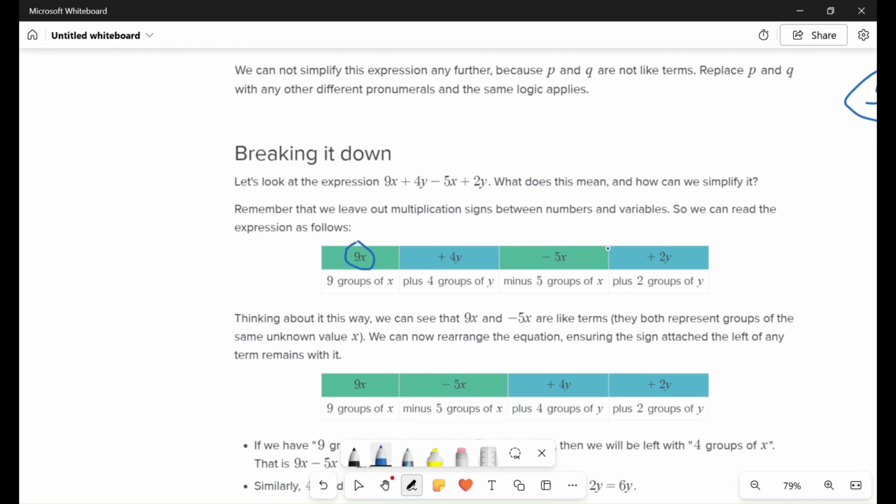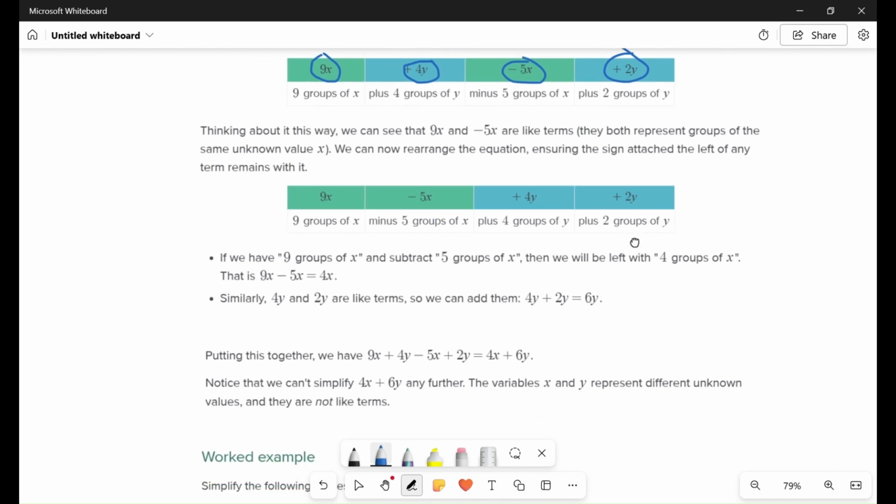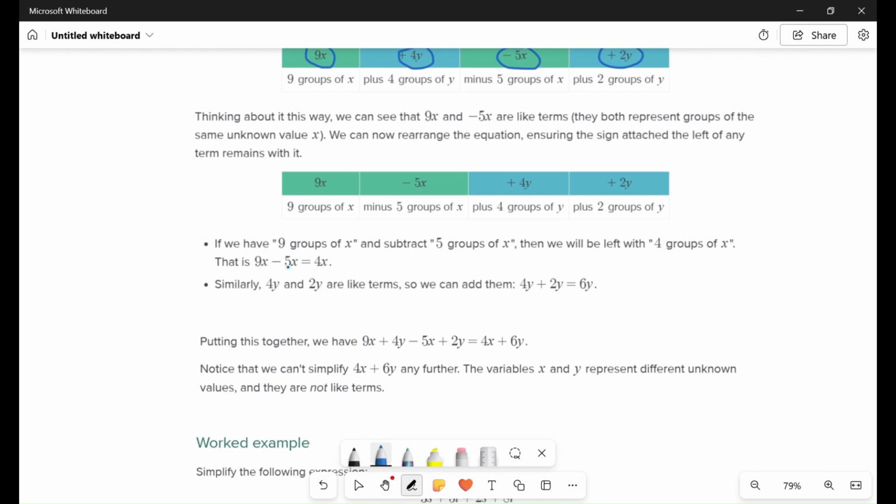9x and minus 5x are like terms. 4y and 2y are like terms. If we rearrange them and put the like terms together, that makes it simpler. So 9x minus 5x plus 4 groups of y plus 2 groups of y, which means we have 9x minus 5x, which is 4x, and 4y plus 2y, which is 6y. Now we have 9x plus 4y minus 5x plus 2y, which is 4x plus 6y.